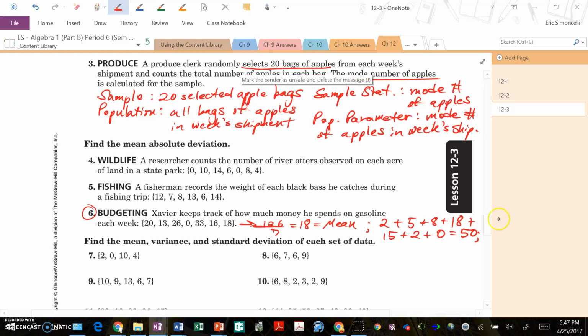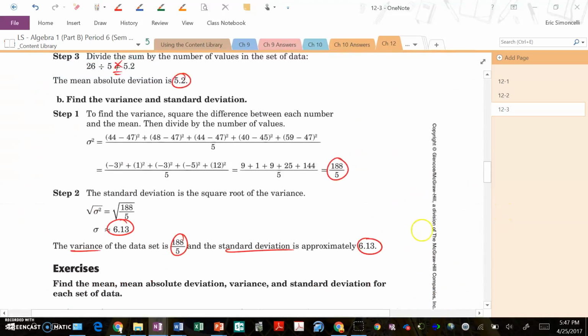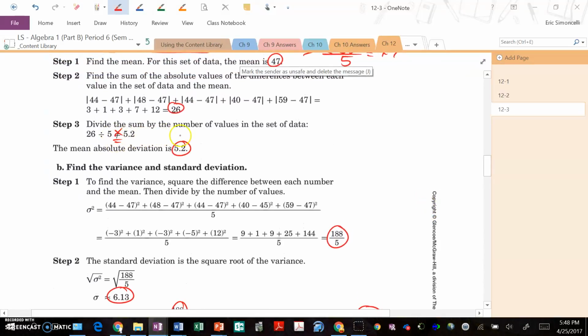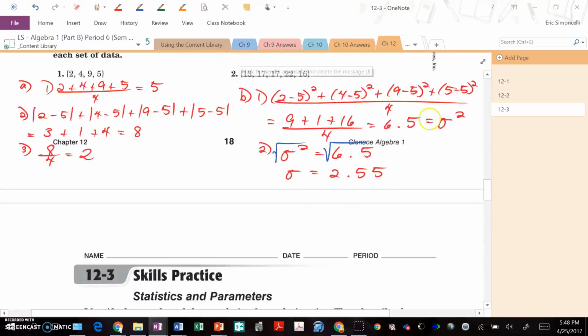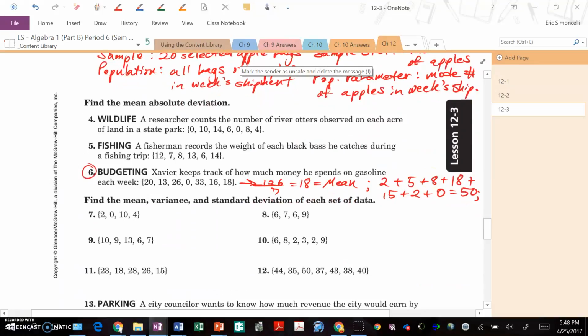Okay, so that speaks to step 2. Now we look at step 3. Step 3, if you recall, says divide the sum by the number of values in the set of data. So we did say we had 7 values, so let's take that number and divide it simply by 7. And that then leads to our answer of 7.14. So that is the mean absolute deviation.